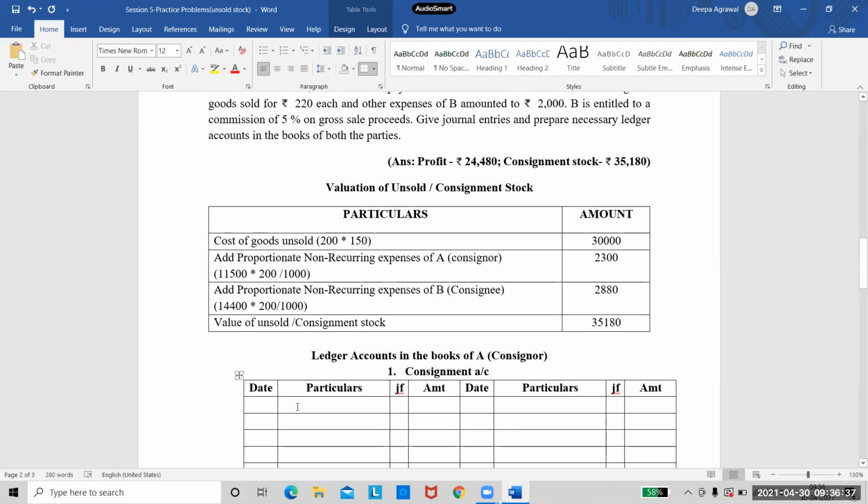So we all now very well know the entries. Right? Consignment account, the first entry is to goods sent on consignment. And goods sent on consignment are 1,000 into 150. That gives us 1,50,000. The next entry is for the consignor's expenses. So he will write it as cash. In brackets, put it as expenses. And consignor's expenses are how much? 11,500.